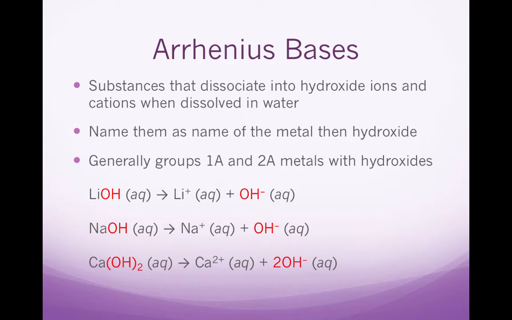Arrhenius bases are defined as substances that dissociate into hydroxide ions and cations when dissolved in water. Just a note, we already talked about naming acids, so I'm not going to go over that, but for naming these types of bases, you name them as the name of the metal and then hydroxide. So for example, here this is lithium hydroxide, sodium hydroxide, calcium hydroxide. Generally, Arrhenius bases are group 1A and group 2A metals with hydroxides.